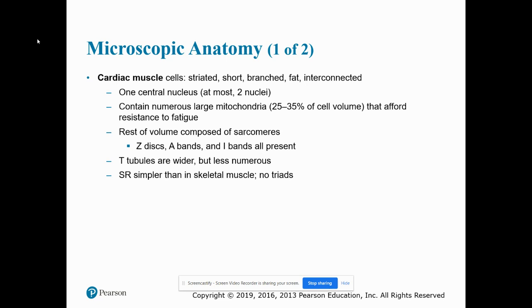They do contain a numerous amount of mitochondria. 25 to 35% of the cell volume consists of mitochondria. And what this does is this is going to give the cardiac muscle cell resistance to fatigue. The rest of the volume is composed of sarcomeres, including the Z discs, the A bands, I bands, all present. T-tubules present, but they're wider and less numerous. And then the sarcoplasmic reticulum is simpler than it is in skeletal muscle, and there are no triads.